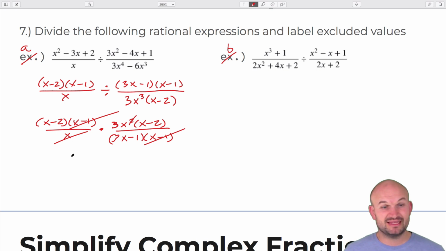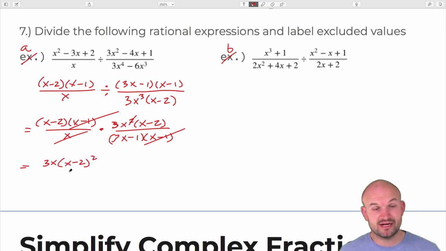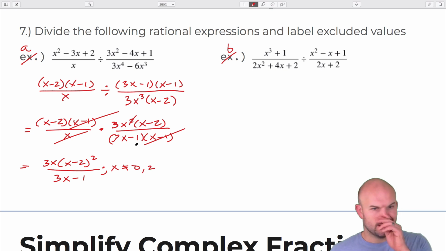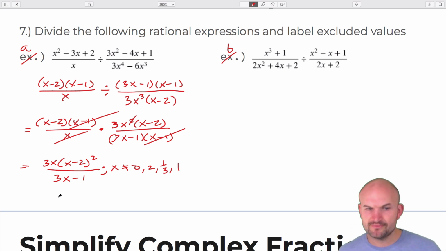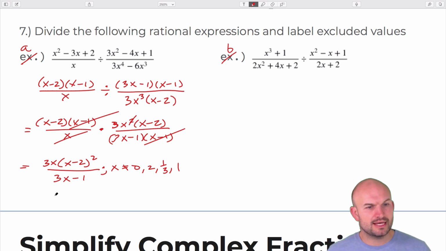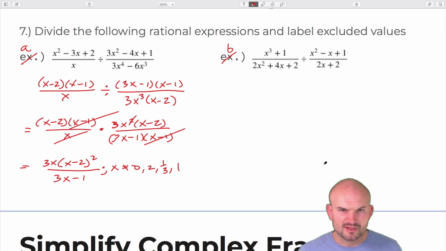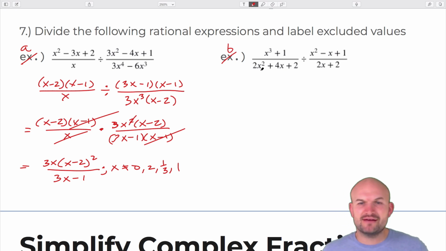So therefore, we're just going to be left with here, should write an equal sign, 3x times x minus 2, quantity squared, you can write them multiplied out if you want to, all over 3x minus 1. Okay. Now our excluded values are going to be x cannot equal 0, right there, and right there, positive 2. And then here, when we write it as the product, that's going to be a positive 1/3 and positive 1. And you can see there's nothing changed here in our final solution, right? And yep, there you go. Looks good. So for the next one, now here we have this x cubed plus 1.